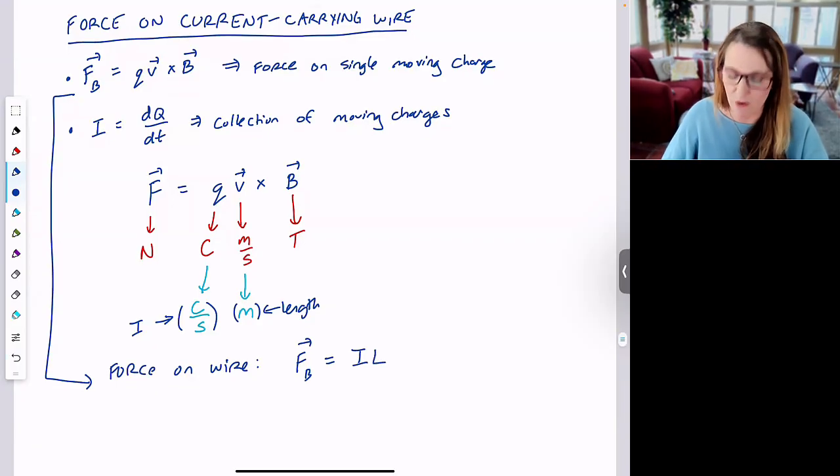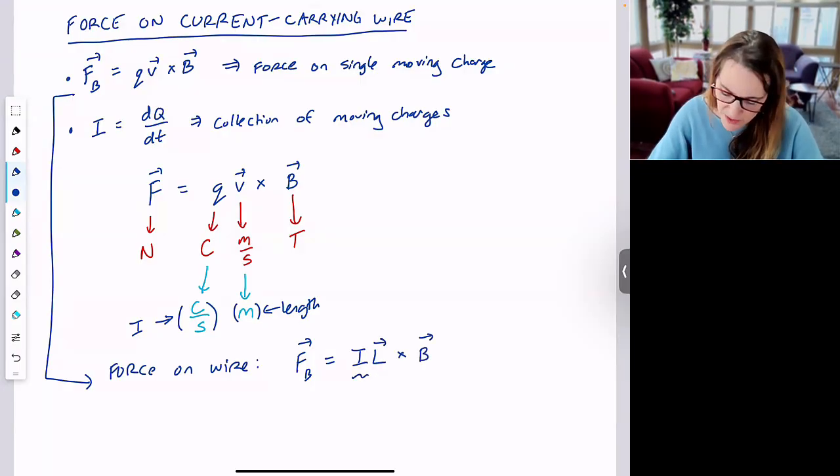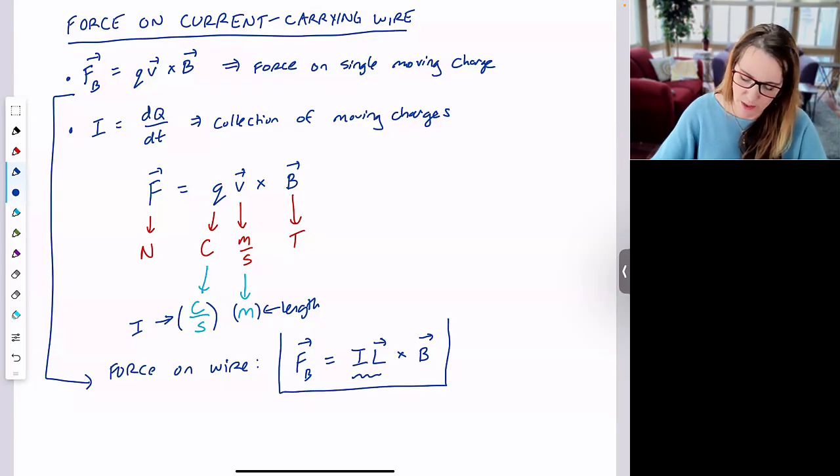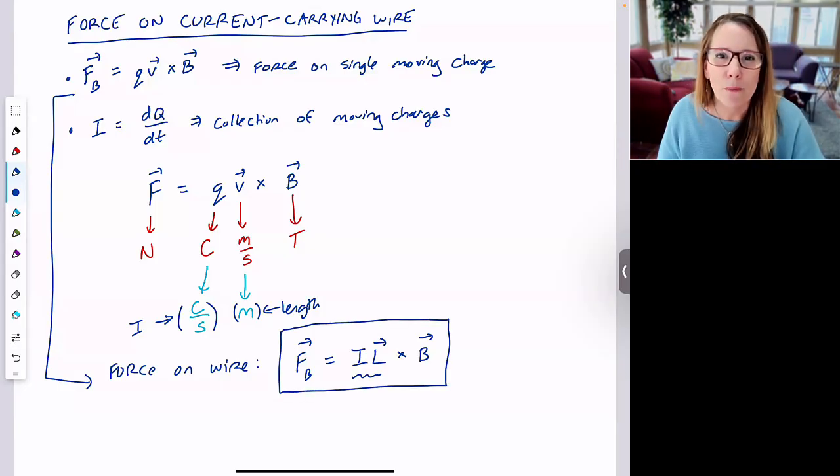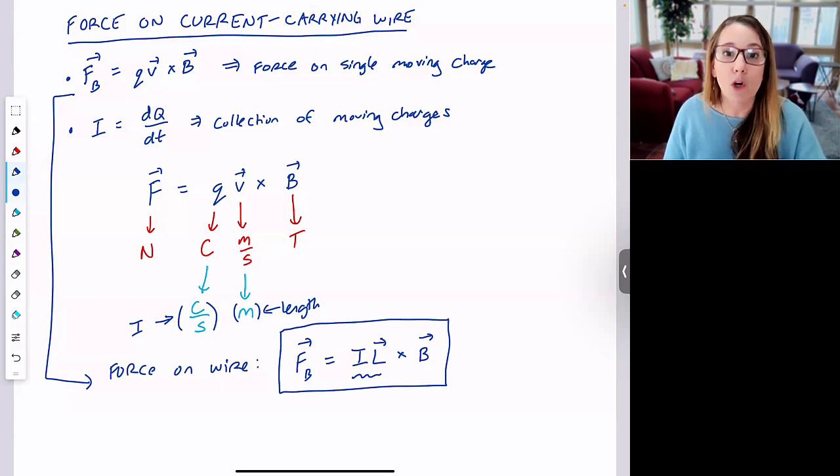So now we have to think about a vector here. I'm actually going to, for now, put the vector over the L and cross B. So this is the new relationship. Instead of qv, I can use IL. Now, why did I put the vector over the L and not the I? Current is not a vector. As we've defined current, it is not a vector, and we don't want to change that now.